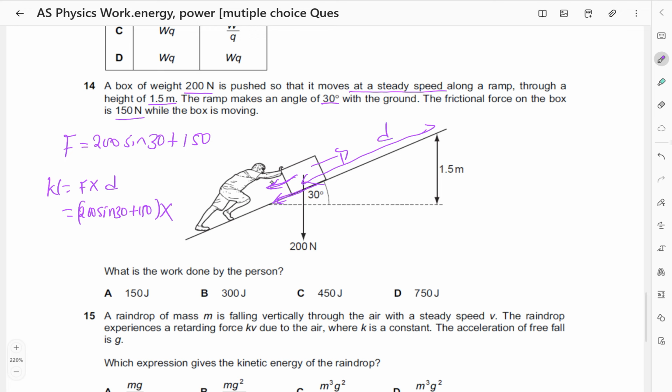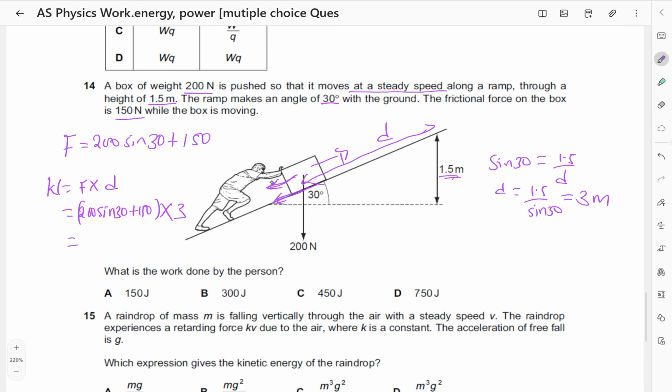D is in the hypotenuse, we have the opposite. So we have that sine of 30 is equal to the opposite over the hypotenuse. So it means D is 1.5 divided by sine of 30. Sine of 30 is a half, so it means D is going to be 3 meters. So I'll multiply this one by 3 meters.